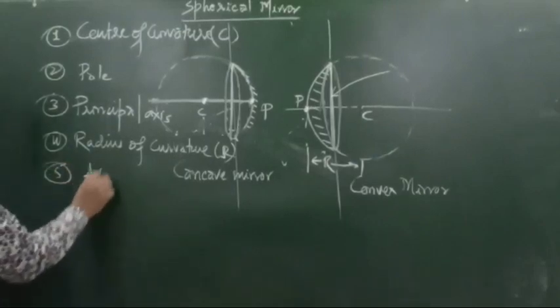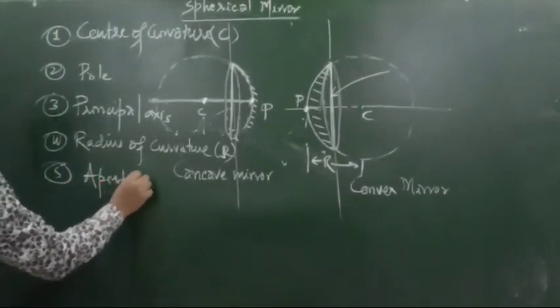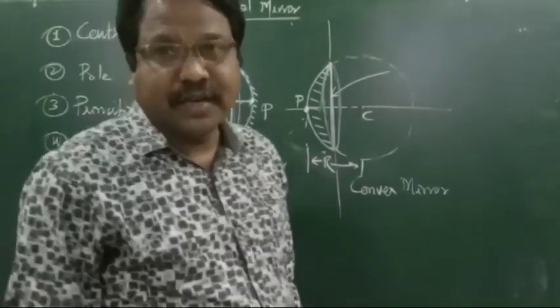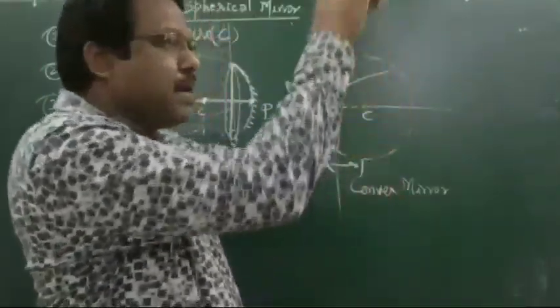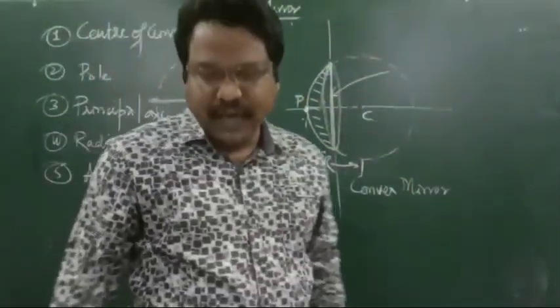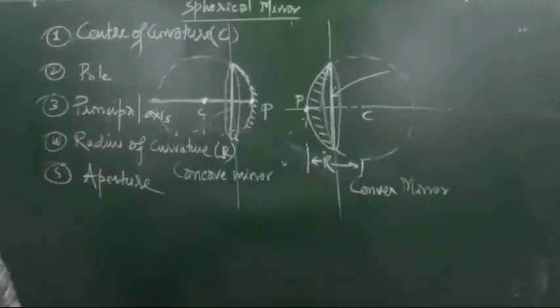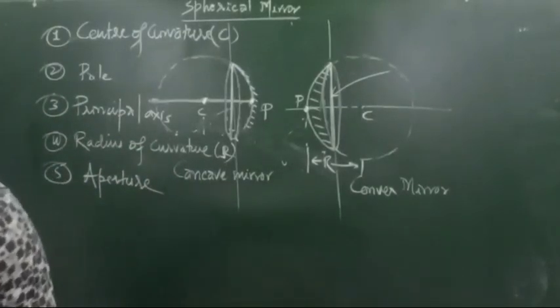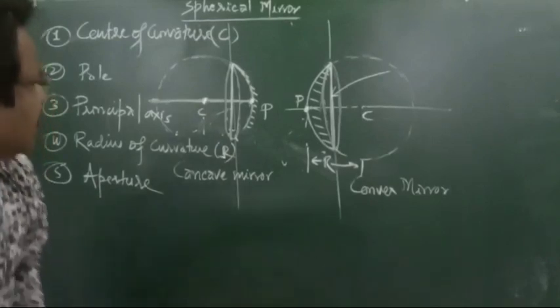What is the aperture? It is the diameter of the circular section of the mirror. It is the longest segment of the mirror, you can say. That is called the aperture. After that, the next term is the focus, a very important point. What is that focus?